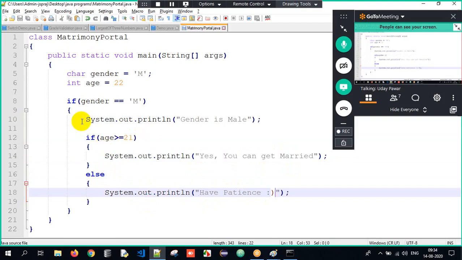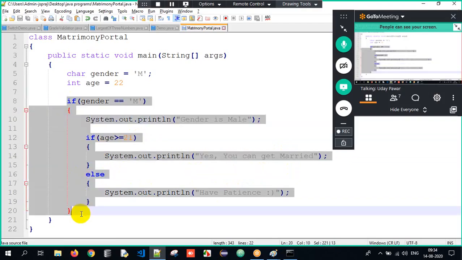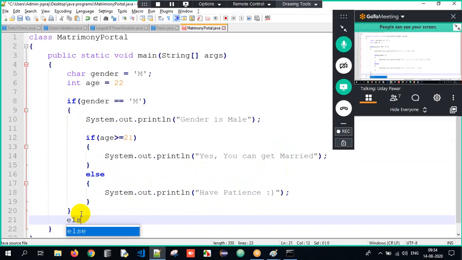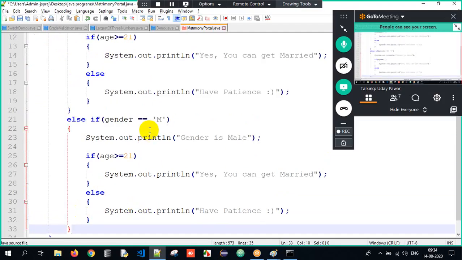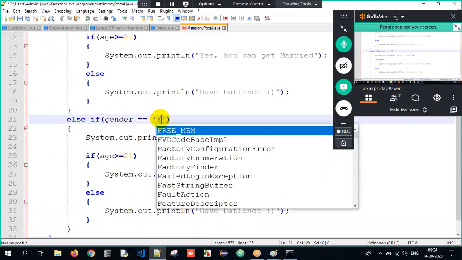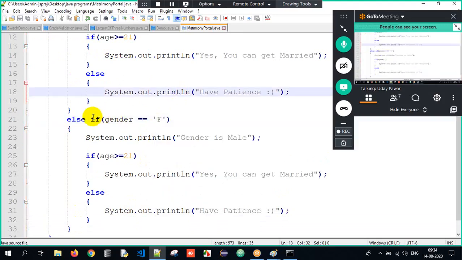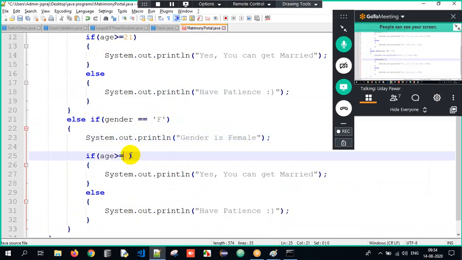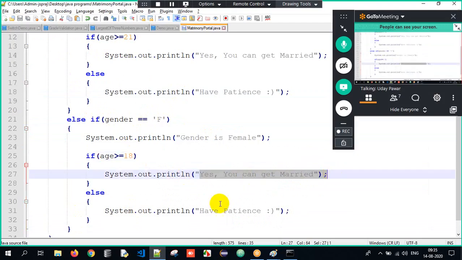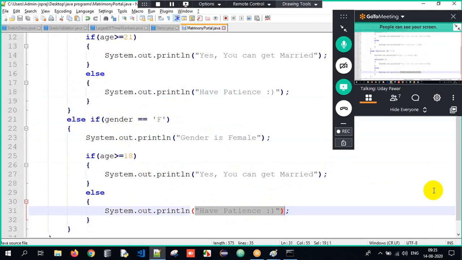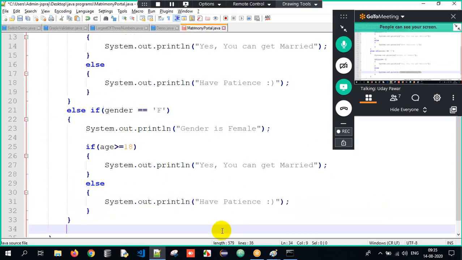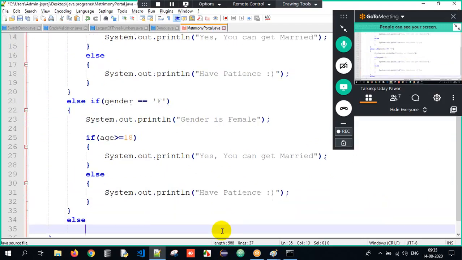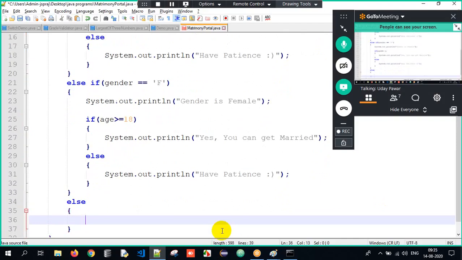That's it. For female, what am I supposed to do? I have to write else if. If it is F, I need to write one more condition. Else if gender is female and the age should be greater than or equal to 18, yes, you can get married. Else, have patience. Then, if it is not male and not female, you can write invalid choice or something.